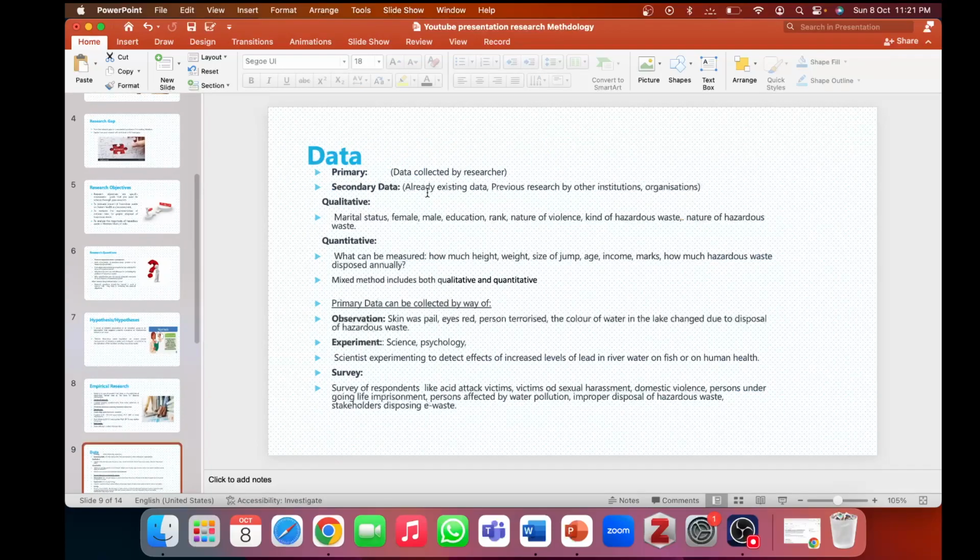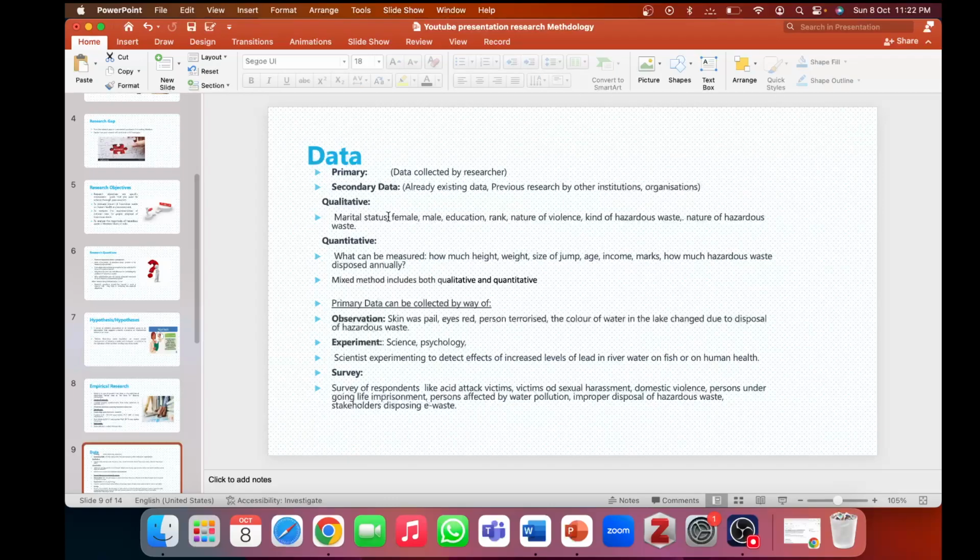Secondary data, we call it already existing data, which is collected by previous researchers or other institutions or organizations. Data can be quantitative or it could be qualitative. Quantitative data is that which can be measured, like how much, what is the height, weight, size, income, marks, how much hazardous waste disposed annually. And qualitative, it cannot be measured, like marital status, whether a person is male, female, education, rank, nature of violence, kind of hazardous waste, nature of hazardous waste.